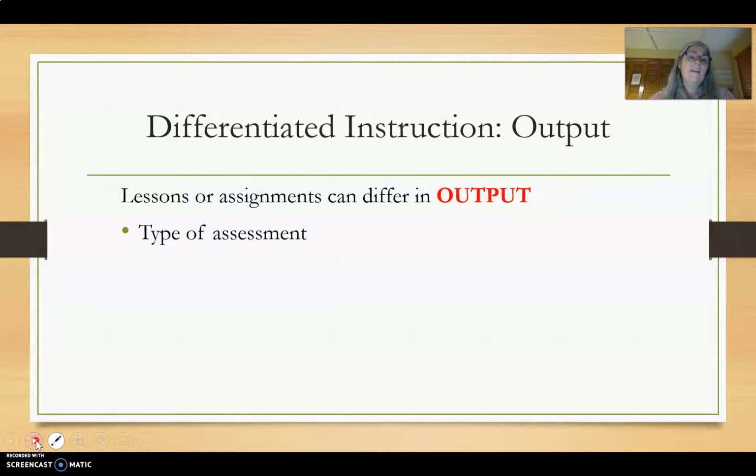So output. The type of assessment can be varied. So you might have, let me go back real quick, you might have some students perhaps who have a multiple choice test.